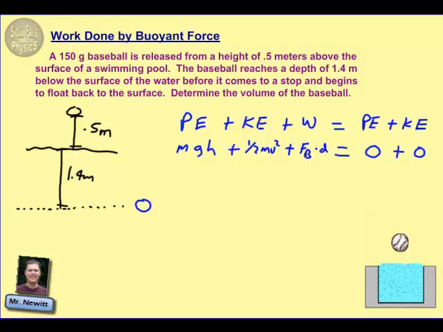So the mass of the baseball is 150 grams, so 0.15 kilograms, multiplied by 9.8 for g. And the height would end up in this case being 1.9 meters. Remember, we've set our zero line at the 1.4 meter depth below the water, so we have to add the 0.5 and the 1.4.